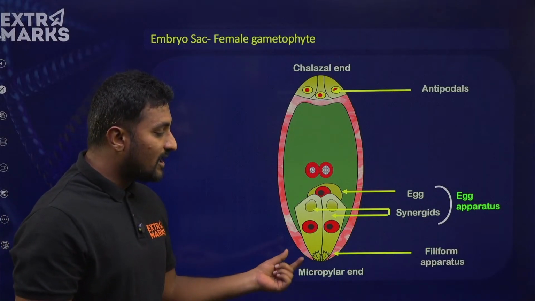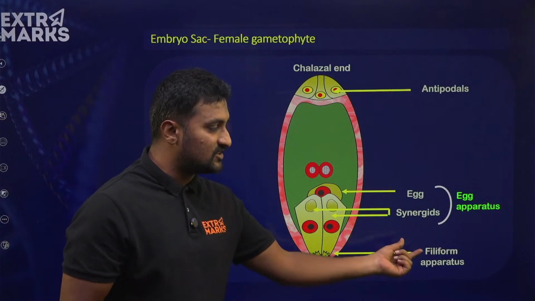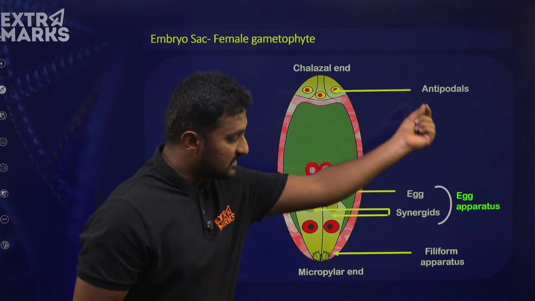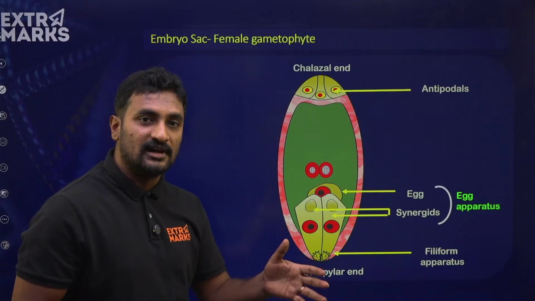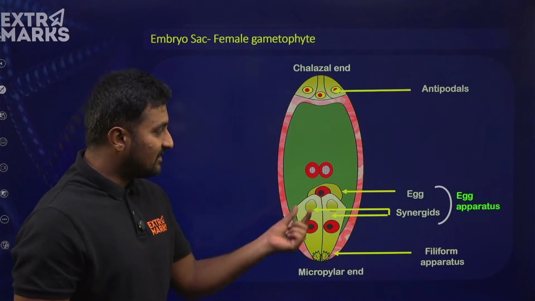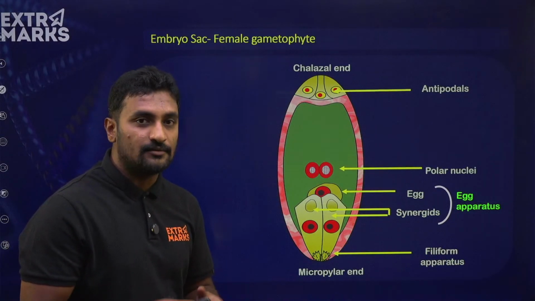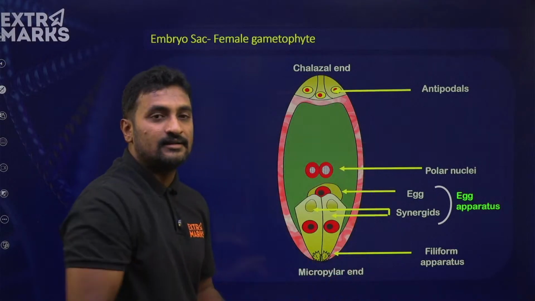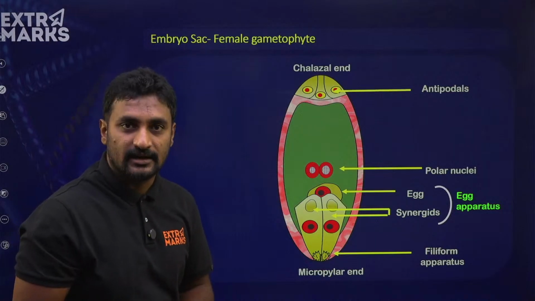There are also specialized structures found inside the synergids, a cellular structure which we call the filiform apparatus, which basically helps in guiding the entry of the pollen tube into the synergid during the fertilization process. And there are also 2 central nuclei, which we also call polar nuclei, without any kind of cell covering them, but there is one overall cell which covers all these together, which we call the central cell.